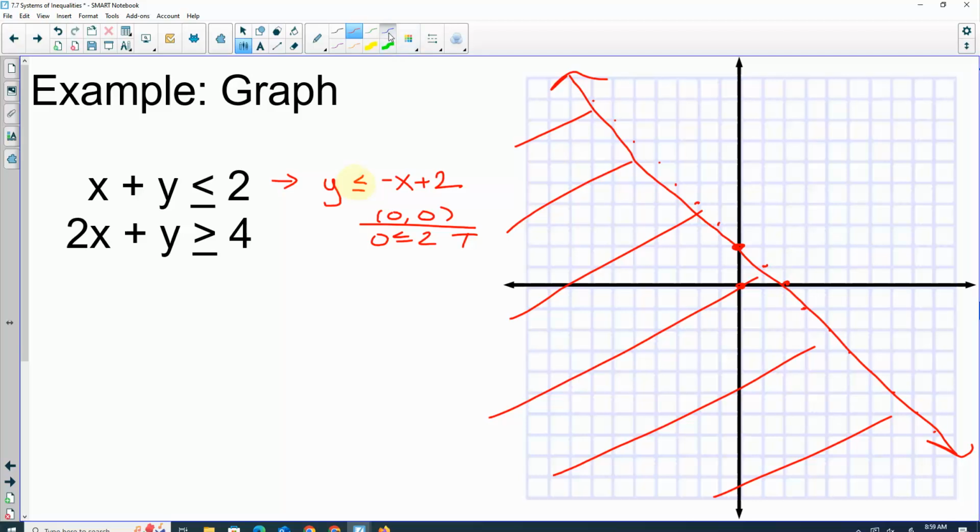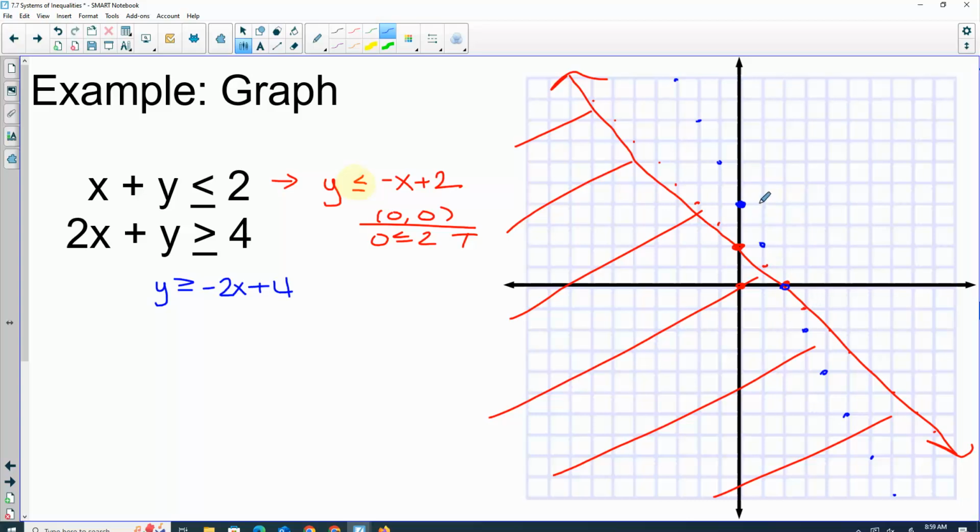Now we have to graph the second one. So if I solve for my y, subtract over the 2x. So y is greater than negative 2x plus 4. So my y-intercept is 4. We touch the y-axis at 4. Slope negative 2. So down 2 over 1. Or you could go up 2 and left 1. I have to put a lot of points because I'm not good at drawing straight lines up here.